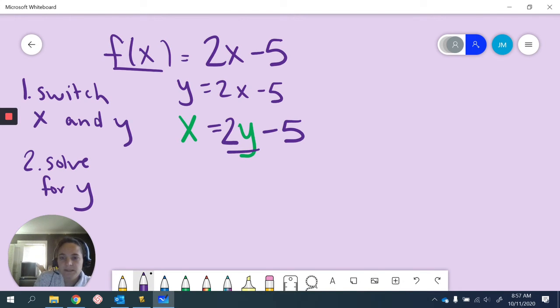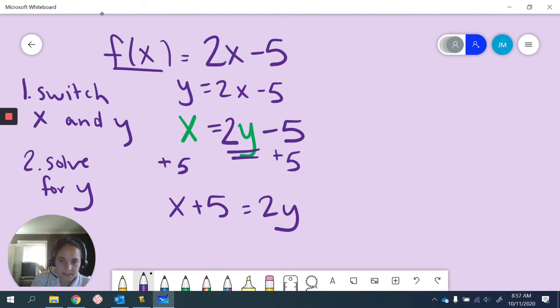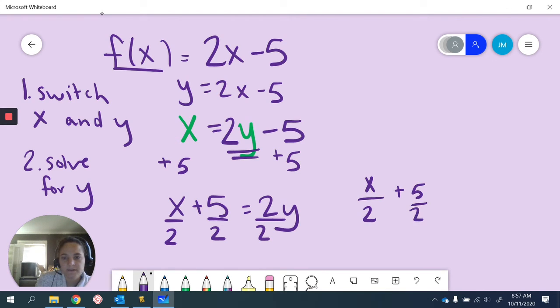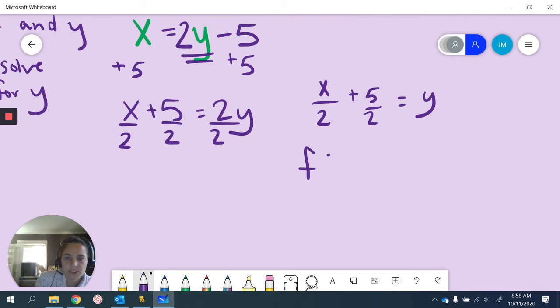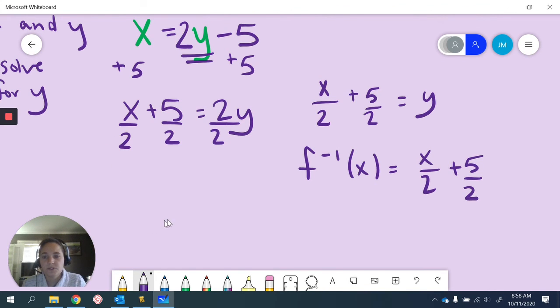Step 2, solve for y. So now we're going to get this y alone. So we're going to start by undoing the -5. We're going to add 5 to both sides. Okay, the last step to get y alone is we are going to divide every single term by 2. So we get x over 2 plus 5 halves is equal to y, which then you can even rewrite so that you have the correct terminology. F inverse is equal to x over 2 plus 5 halves. Okay, let's do one more with some fractions.